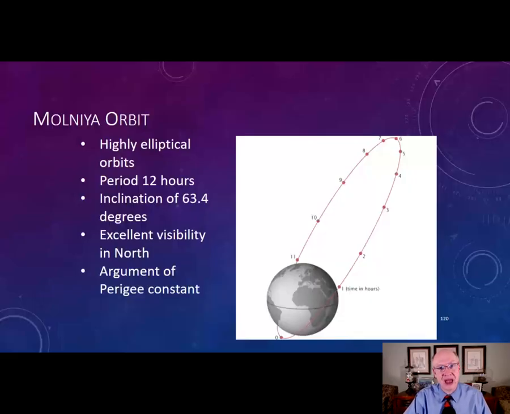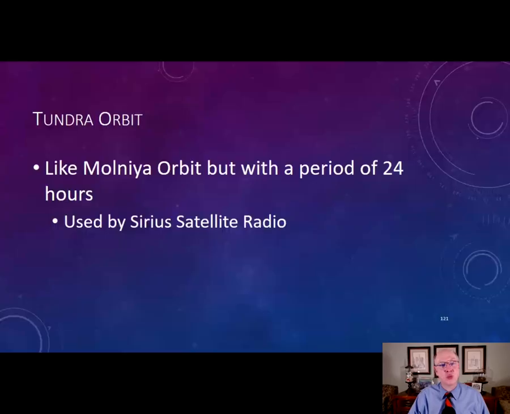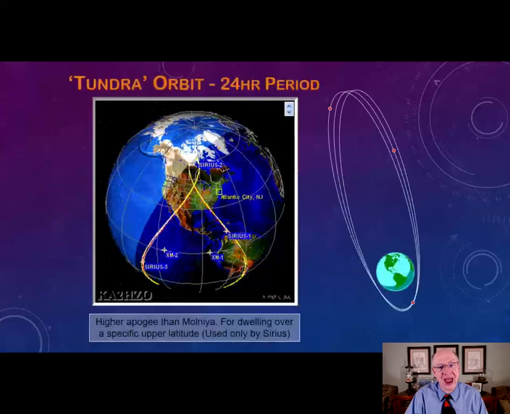So they have excellent visibility in the far north. Another similar orbit to this is one that's called the Tundra orbit. The Tundra orbit is used by Sirius Satellite Radio. Where the Molniya orbits had an orbital period of 12 hours, these have an orbital period of 24 hours.